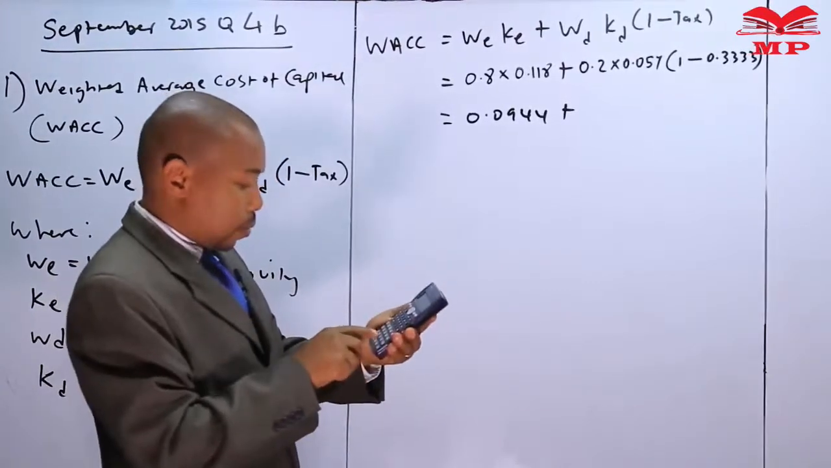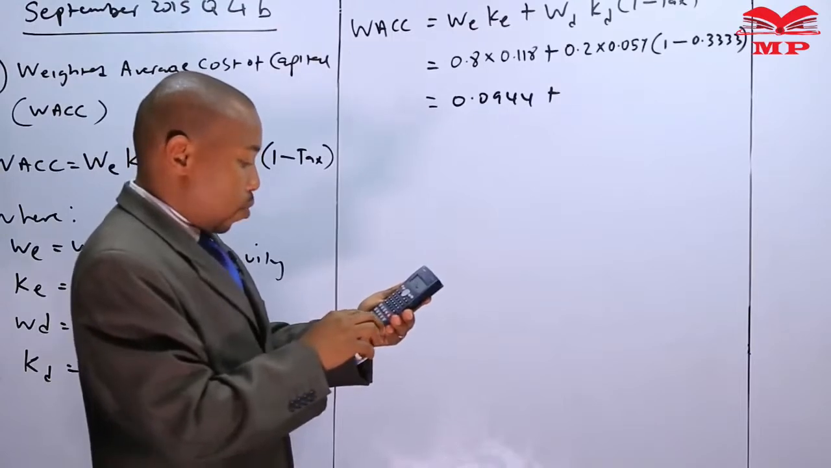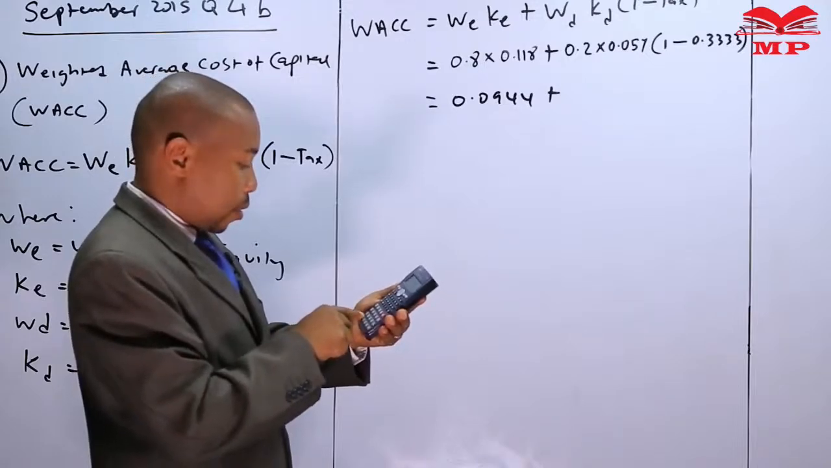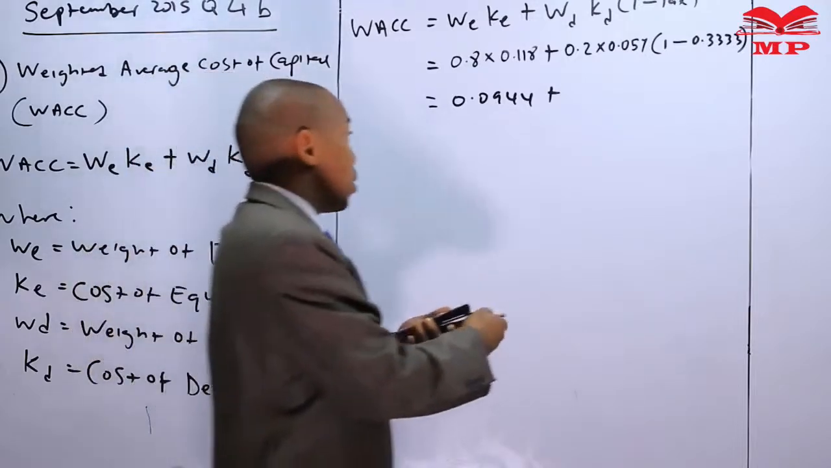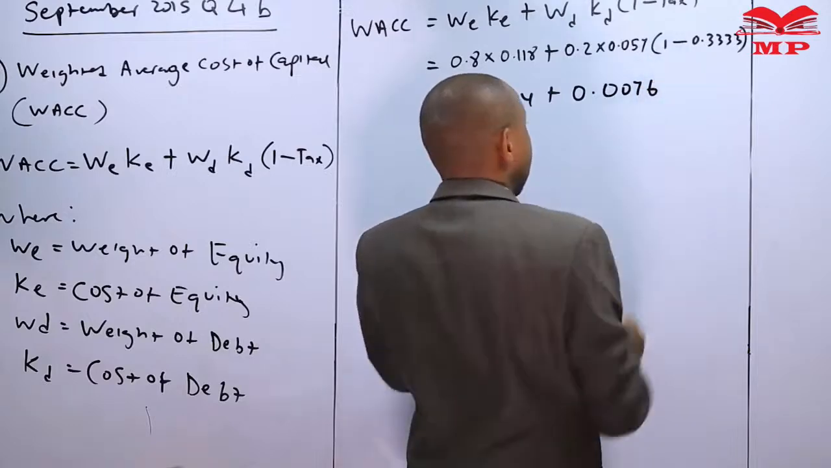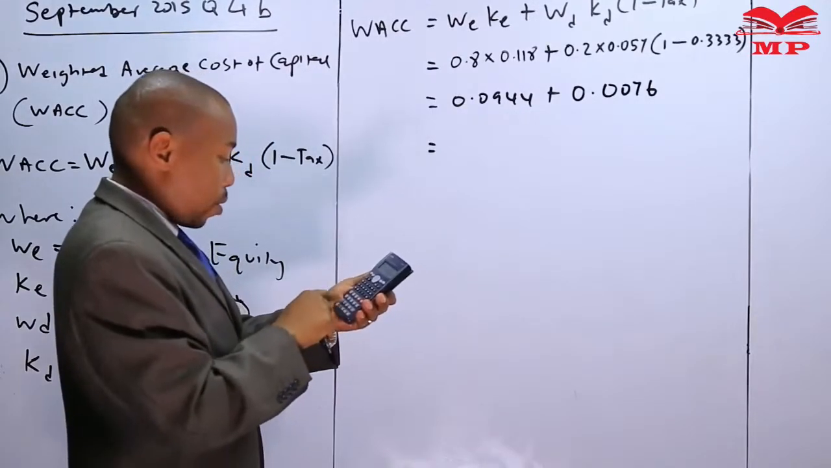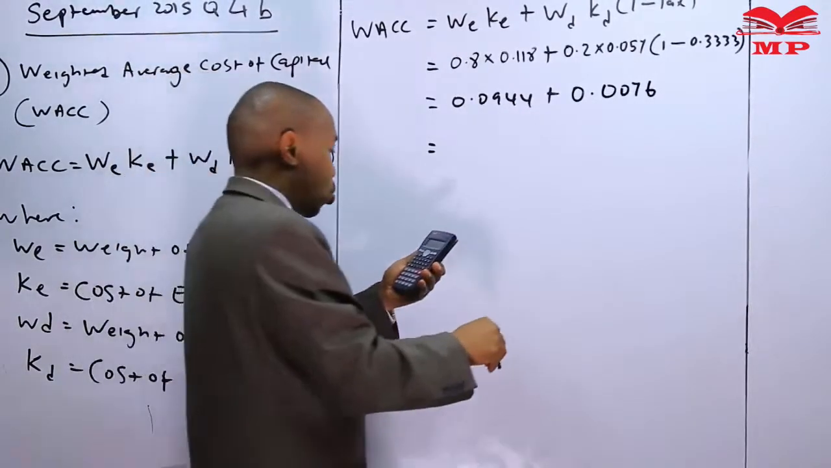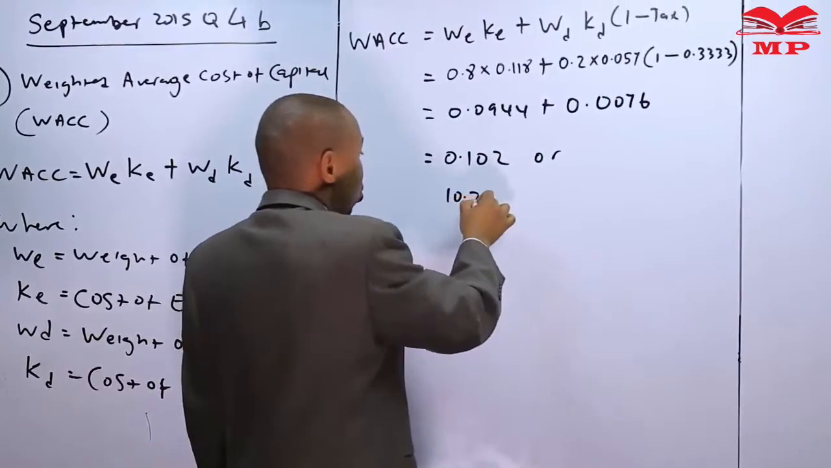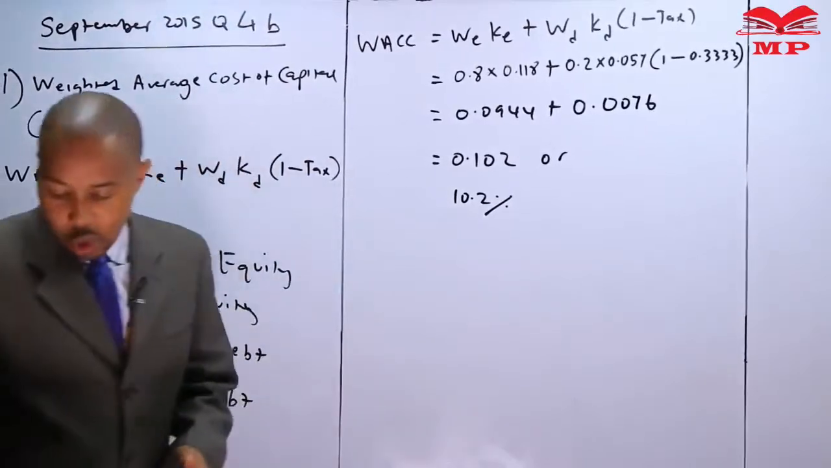It doesn't seem to be giving me 0.0076. So 1 minus 0.333 is 0.677. Then you multiply that by 0.2. Then you multiply that by 0.057. Yes, it gives me now something. So we're having 0.0076. So adding the two together, so we now add 0.0944. We're saying we have 0.102, or we are saying we are getting 10.2%. This is the weighted average cost of capital. That answers part 1 of the question.